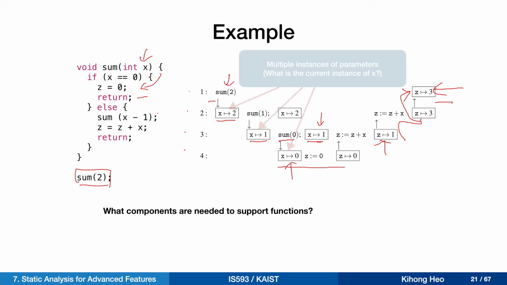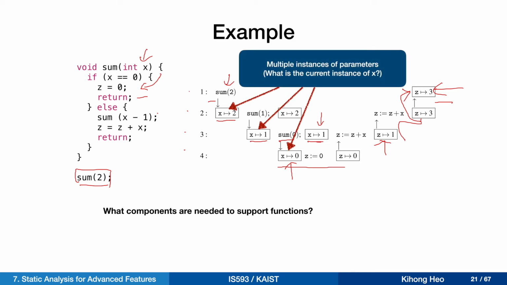The first one is that there are multiple instances of parameter x for each call, even with the same location. Then how to distinguish the current instance of x from the others, and how to abstract them? That is the first question. To handle such a problem, we will use a mechanism called environment, that determines the current instance of the parameter. This will be added to our semantic domain.